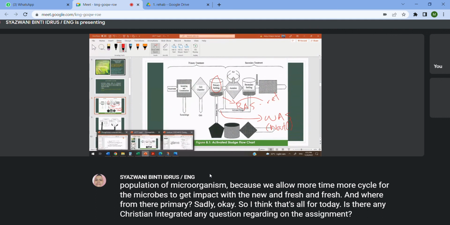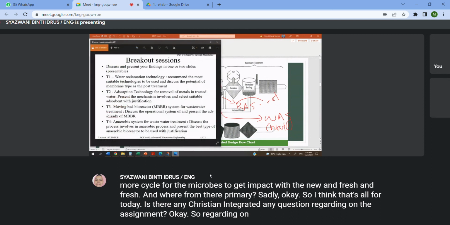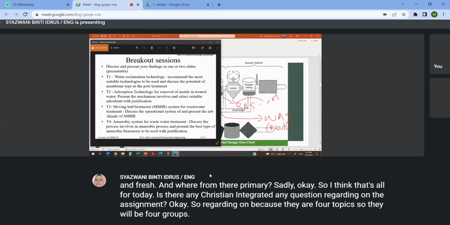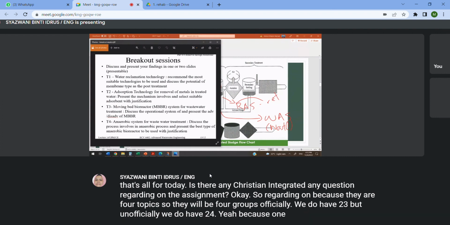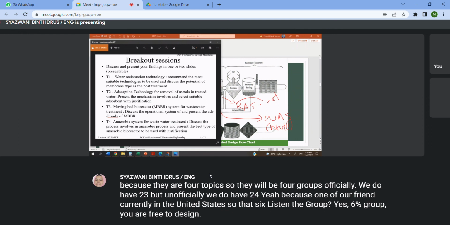So regarding the assignment, because there are four topics, there will be four groups. Officially we have 23 students, but unofficially we have 24, because one of our friends is currently in the United States. Six persons per group. You are free to decide, and these are going to be submitted after the semester break.